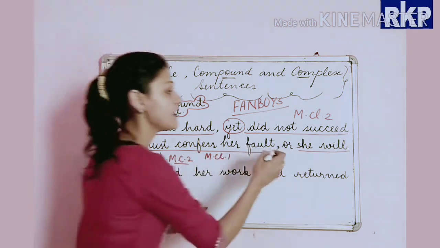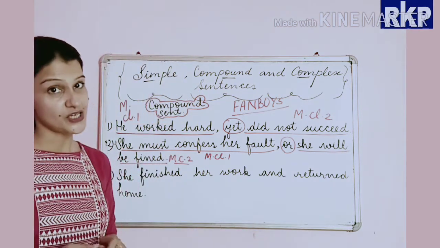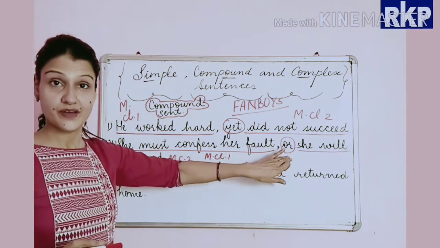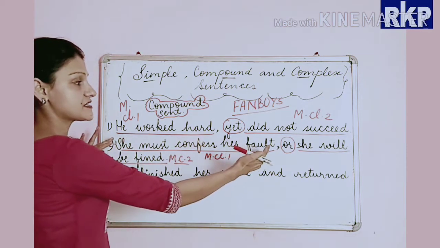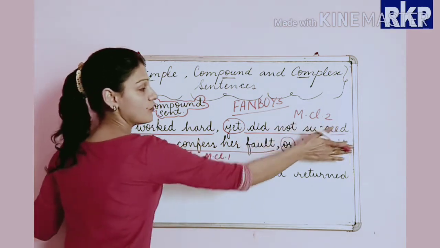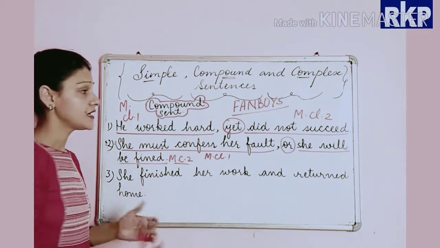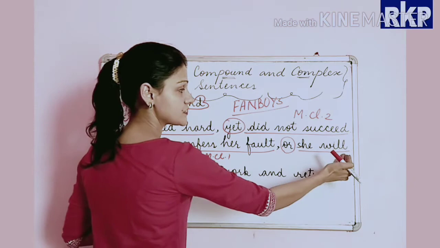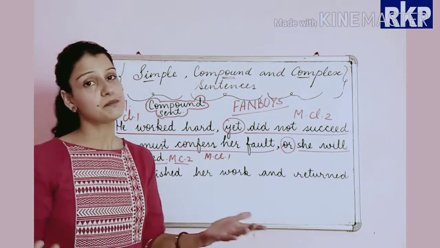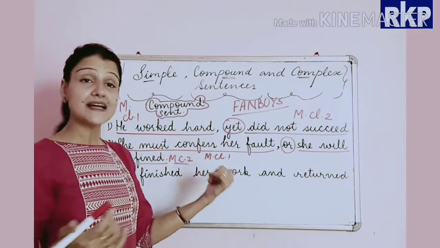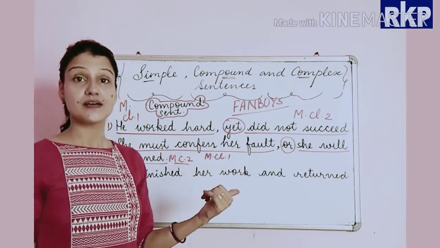And here we have our coordinating conjunction or. Okay, beta, you can see here, she must confess her fault. Even if we remove the second part, it makes complete sense, right? And if we read the second part, she will be fined, again it gives us complete sense. So that is why this is called main clause, right?